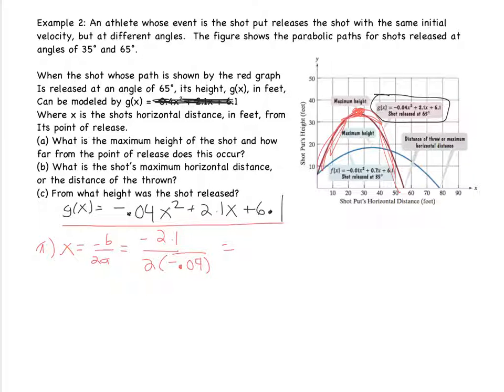And so if we crunch those numbers out, we end up with 26.25. In this case, it would be feet. Now that's just the x coordinate. To get the y coordinate of the vertex, I need to plug that in. So I'm going to take negative 0.04 times 26.25 squared plus 2.1 times 26.25 plus 6.1, and I'm going to crunch that out, and I end up with 33.66.